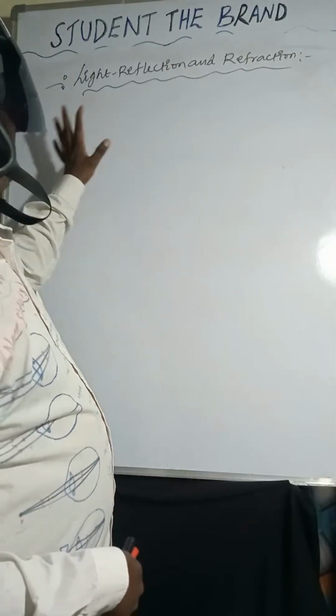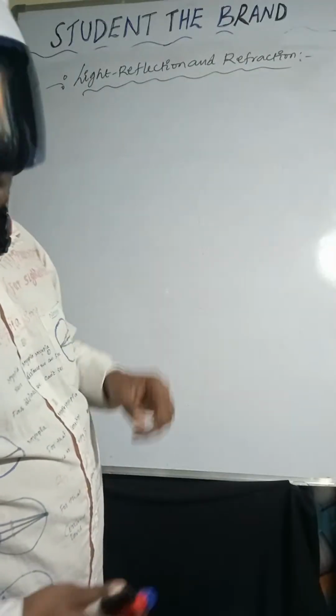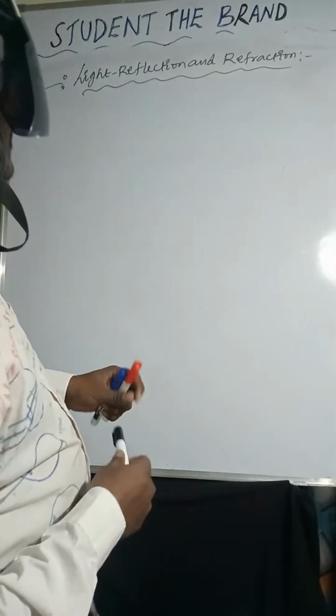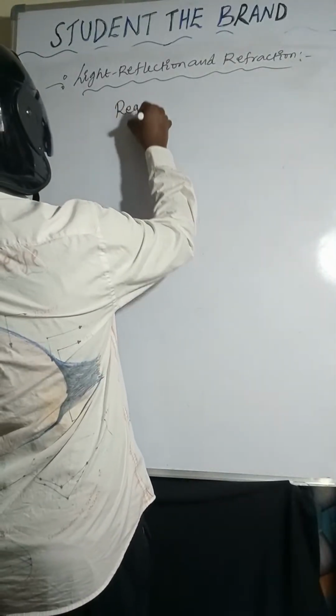Now we are discussing CBSE grade 10 physics, that is the light reflection and refraction chapter. Here, regular reflection and irregular reflection we'll discuss. Regular reflection.